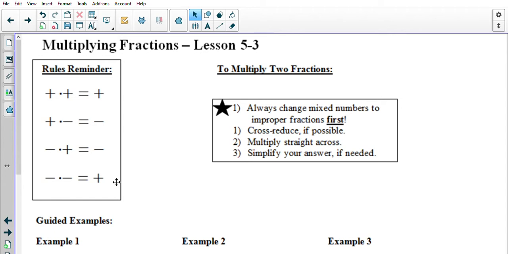The second thing, and I know you have two number ones there, that just auto-formatted. You are going to cross reduce if possible. And I'm going to show you how to do that. You probably learned how to do it in the past. Maybe you didn't because the numbers are relatively small, but I can tell you here, for some of our examples, if you don't cross reduce, you're going to get some really big multiplication to do. So I do suggest you cross reduce if possible. Once you've done that, you can multiply straight across. And don't forget to simplify your final answer if needed.